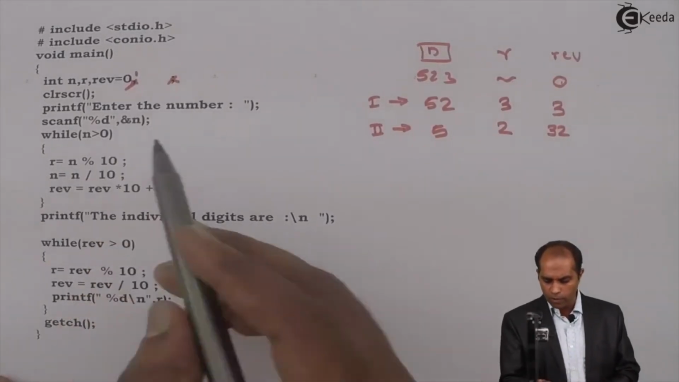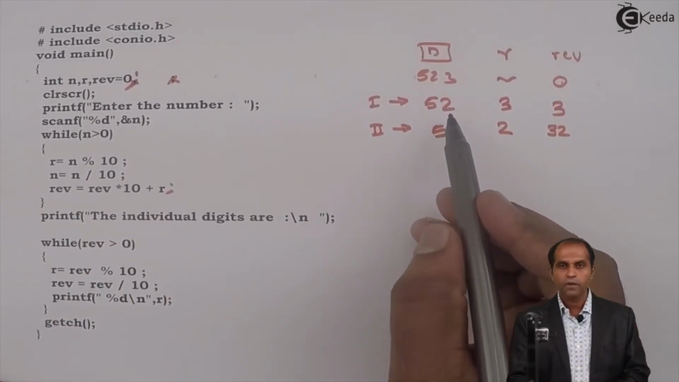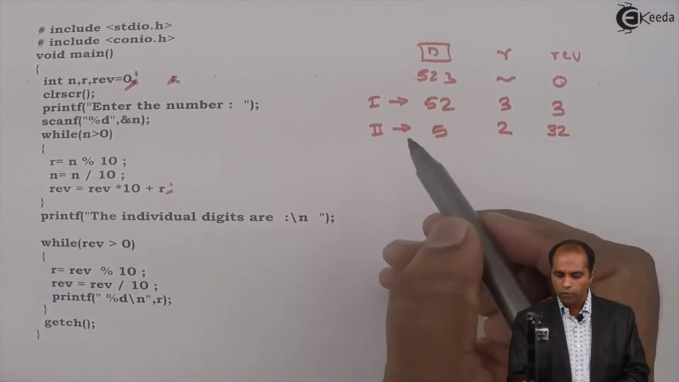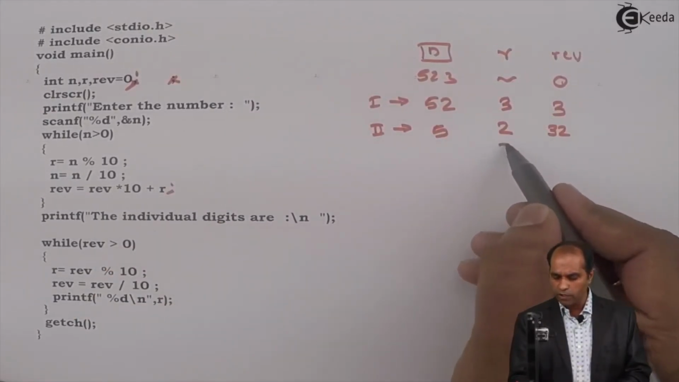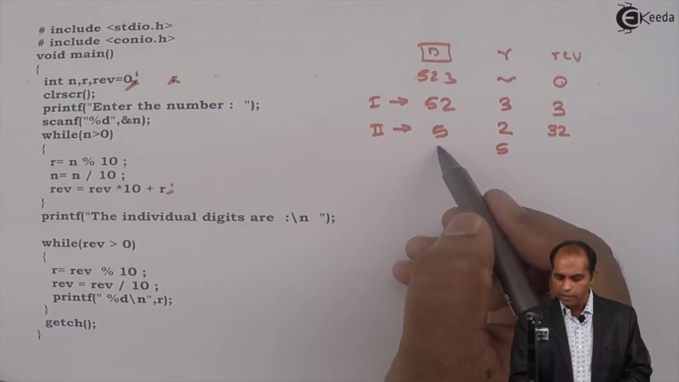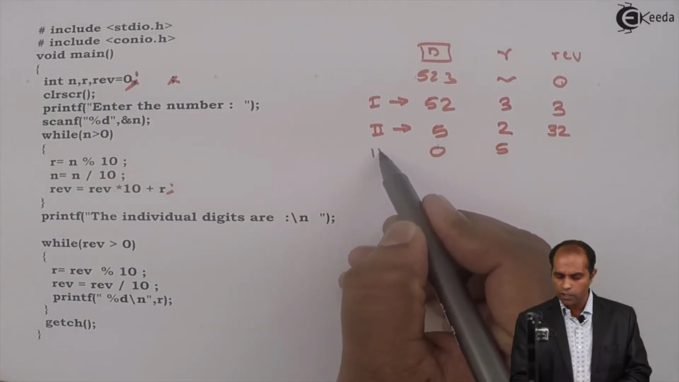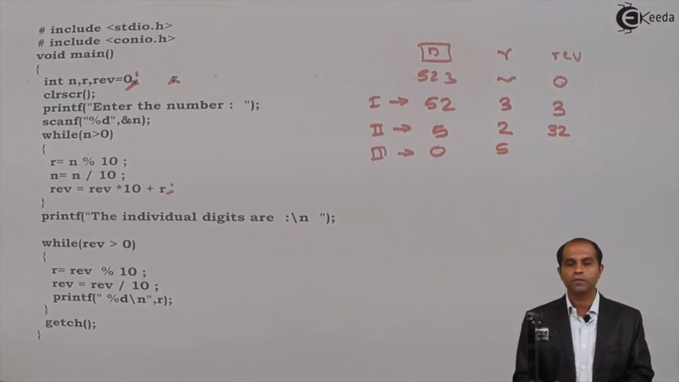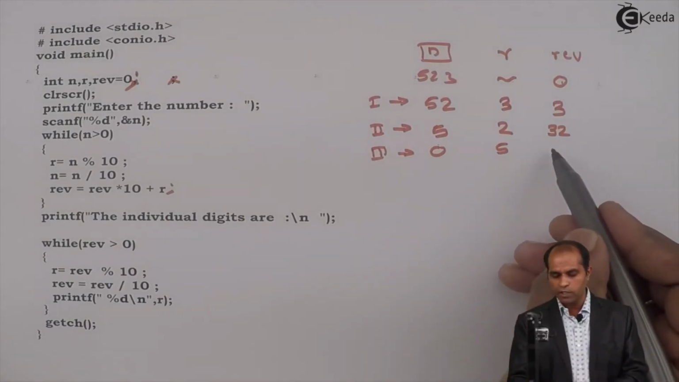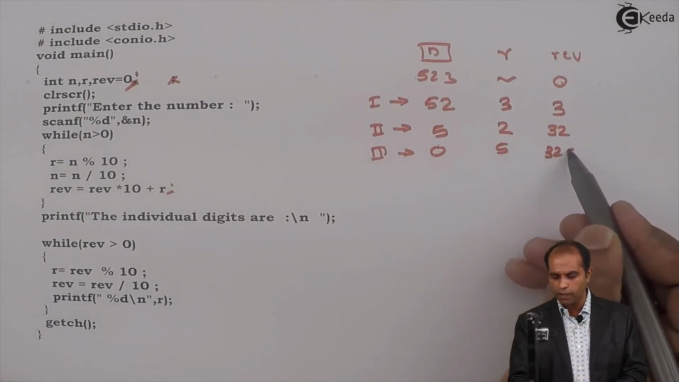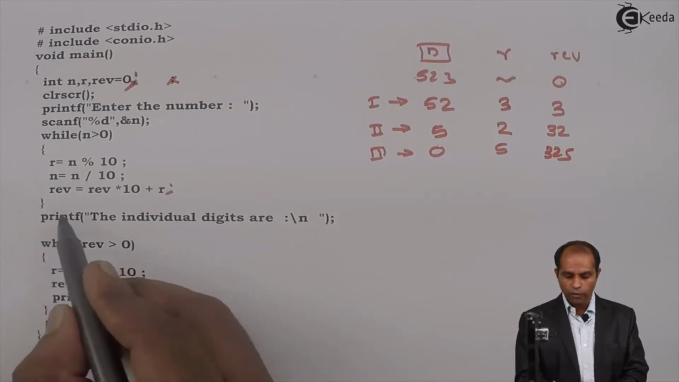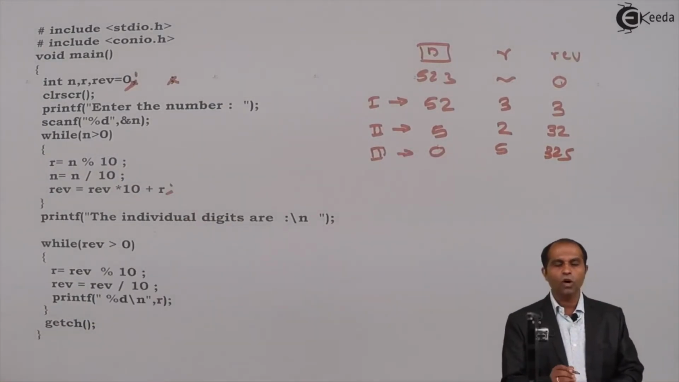The third execution will occur because n is still what? n is 5. 5 greater than 0, true. 5 mod 10 is 5. 5 divided by 10 is 0. These are the results which we obtained at the third execution. So 32 into 10 is 320 plus 5 is 325. So when we go back, n is 0, so the operation completes.